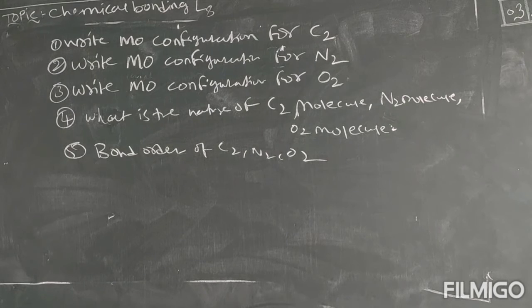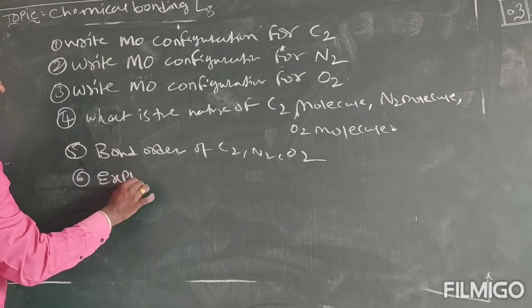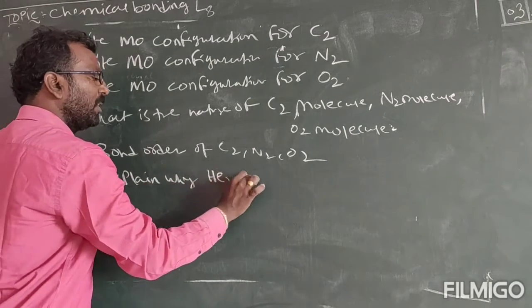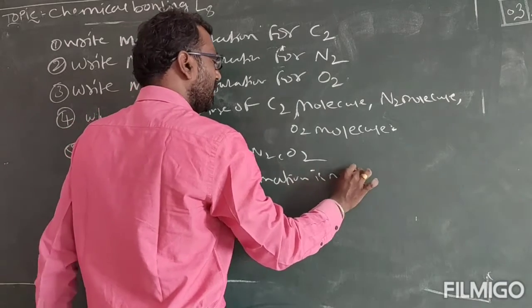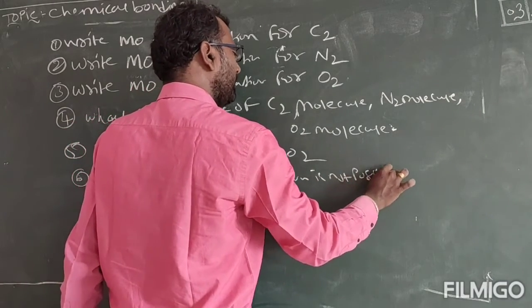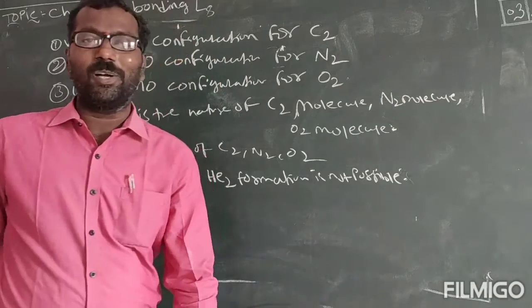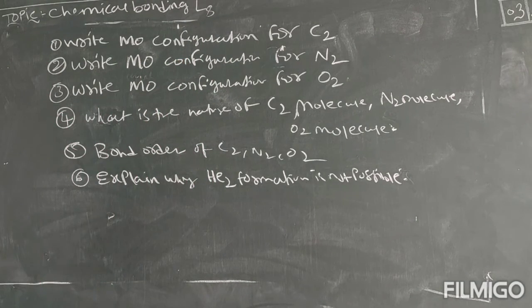Is it clear? Next, explain why He2 formation is not possible. You will get it from the bond order. He2 formation is not possible. Why? You can answer this question. And last question from my side.